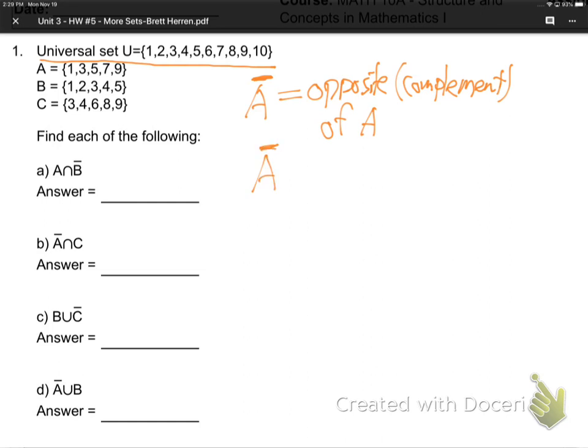So A bar, for example, if A is 1, 3, 5, 7, 9, odd numbers, then what would A bar, A complement, be? The even numbers, 2, 4, 6, 8, and 10. We'd stop at 10 because that's our whole universe in this problem. You with me? Get the idea? So the bar means complement, means opposite.